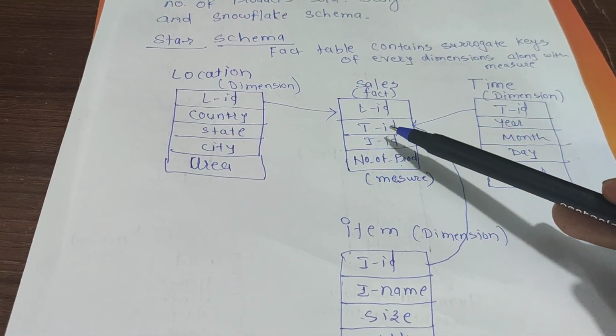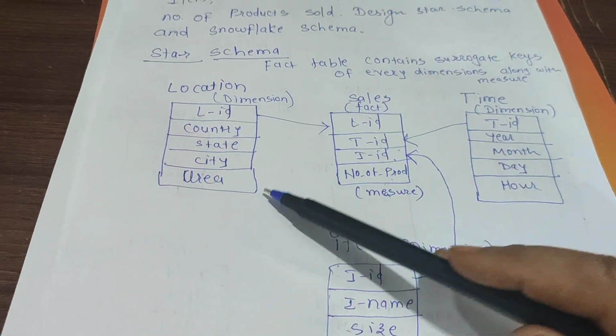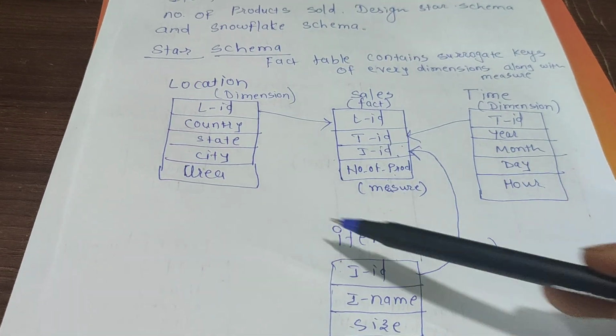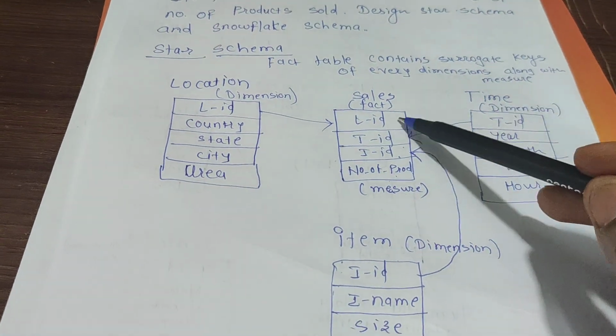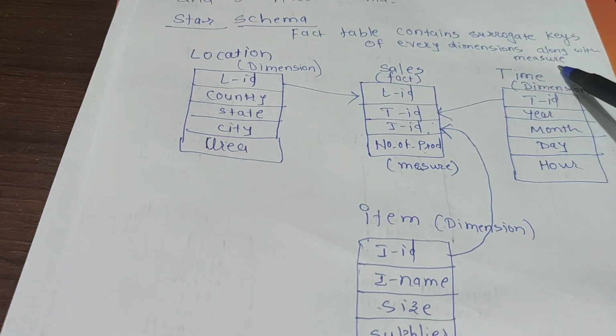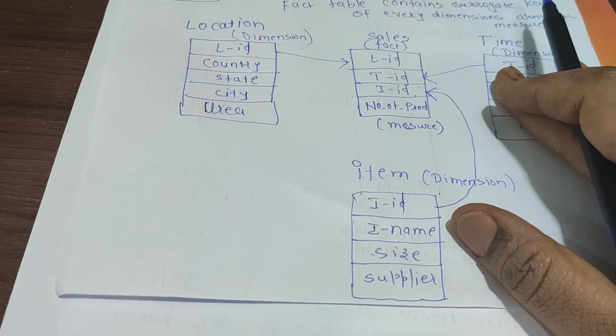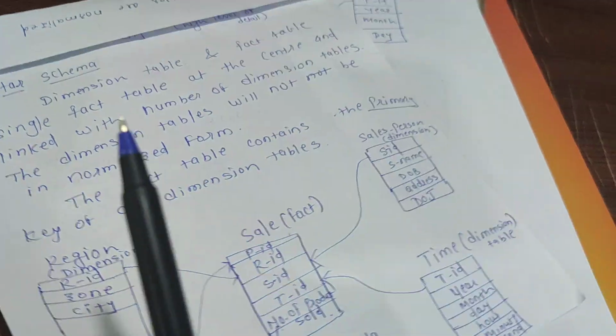So why is it called star? Because in the center we have the fact table and at the corners we have dimension tables. So the fact table contains surrogate keys of every dimension and a measure. So this is all about star schema. Now we will see snowflake schema.